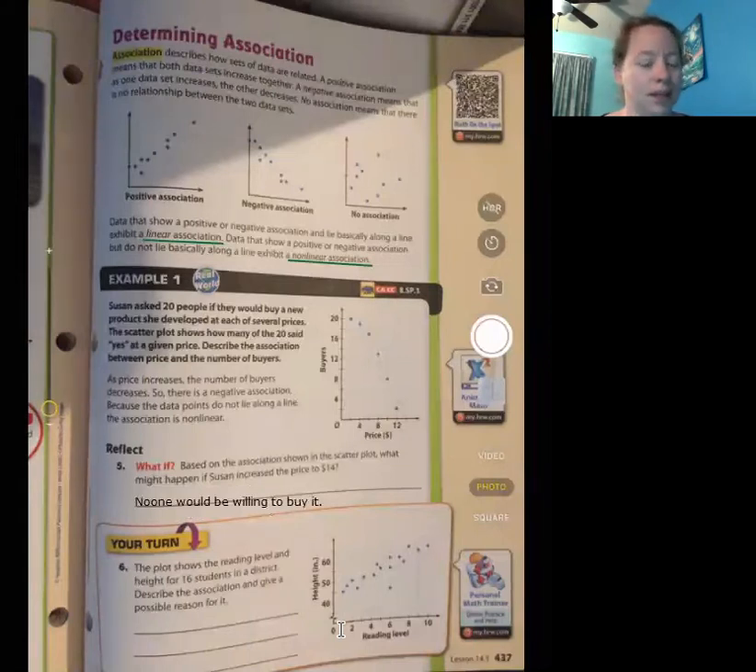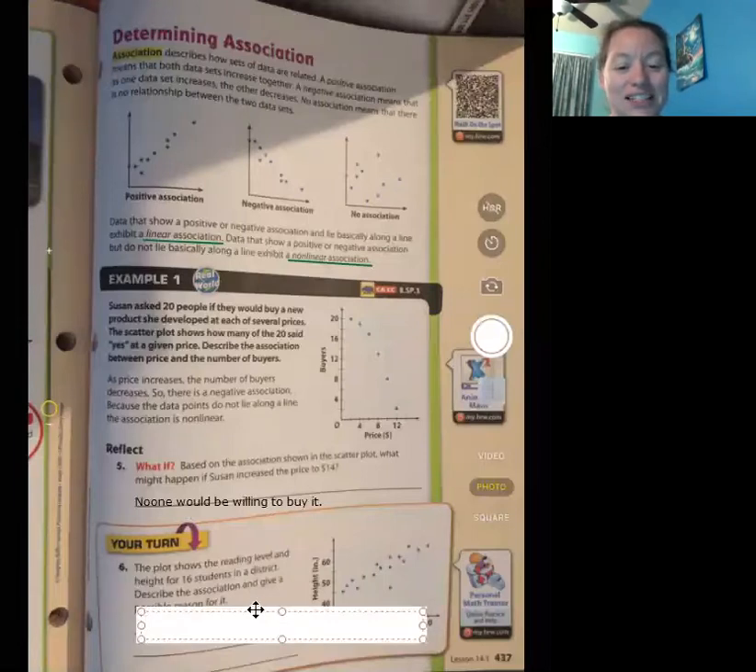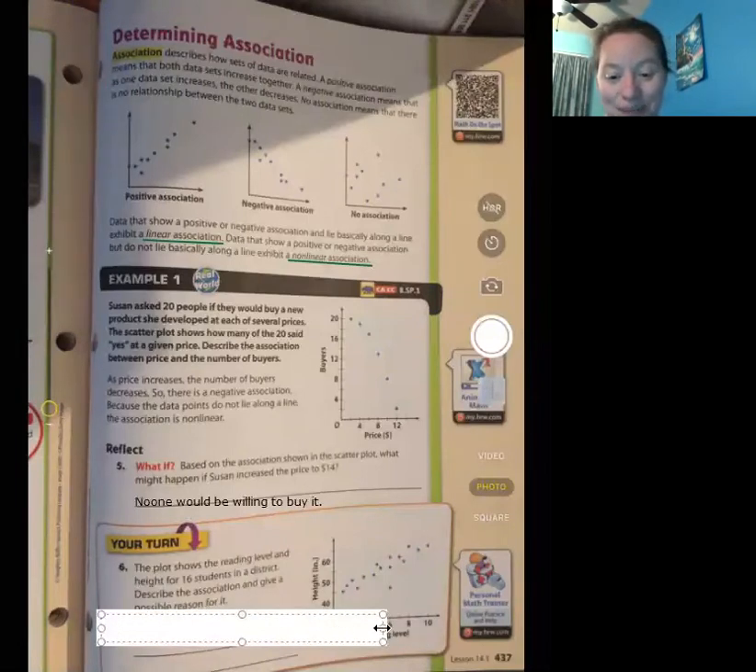This plot down here, down at your turn, shows the reading level and height for 16 students in a district. Describe the association and give a possible reason for it. So people who are taller have a higher reading level. That's what this is showing. Okay, so we're supposed to describe the association, which is literally what I just said.